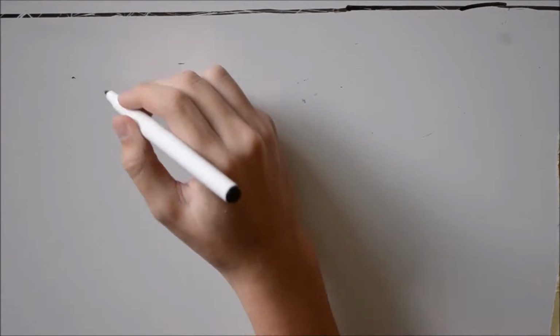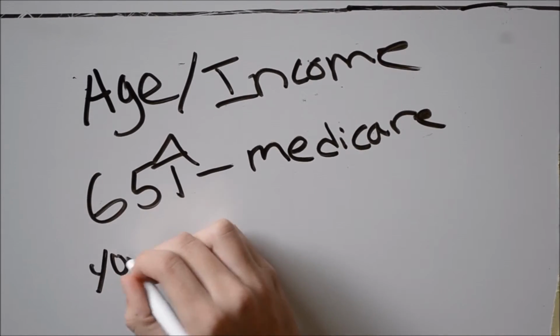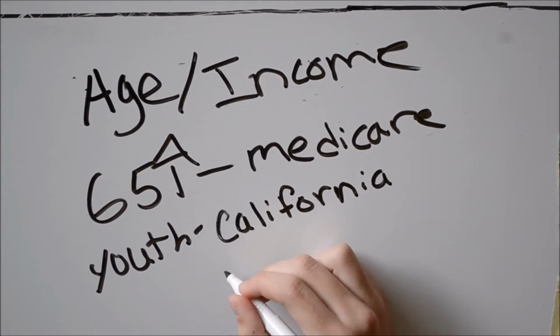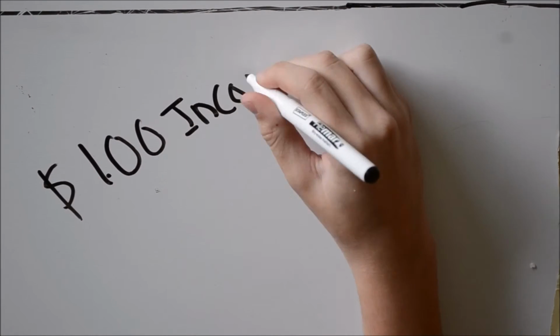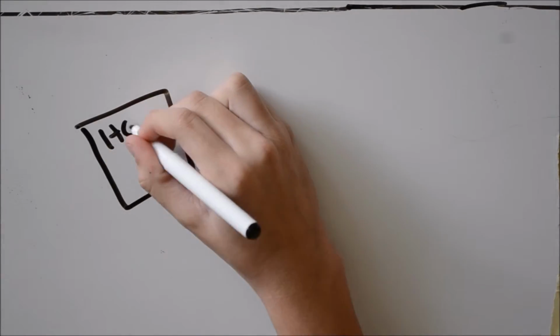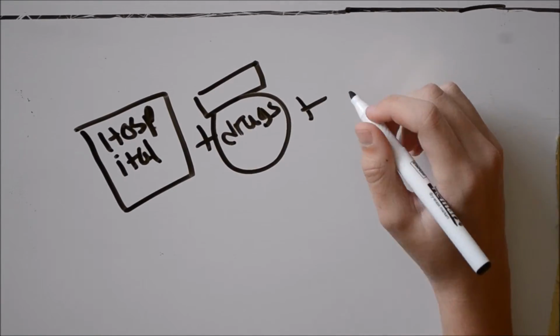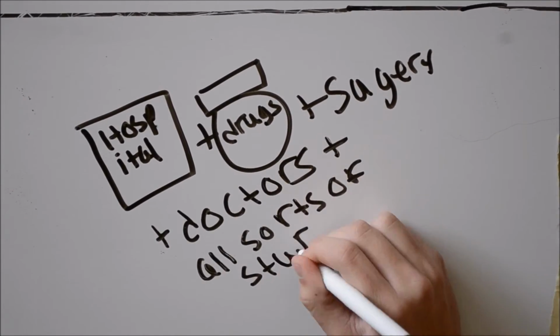Age and income can also impact the assistance you receive. For example, if a person is considered a minor or over the age of 65 and is considered elderly, programs such as Medicare and the California Cancer Youth Society will help cover the financial impacts of disabilities such as cancer. If you are a person that is unfortunate enough to have a low income, Medicaid will help cover your financial debt. Through the help of health insurance and cancer societies, the financial responsibilities of treatments, surgeries, medication, physical therapy, and much more will cost next to nothing, but only if you are prepared and responsible in this situation.